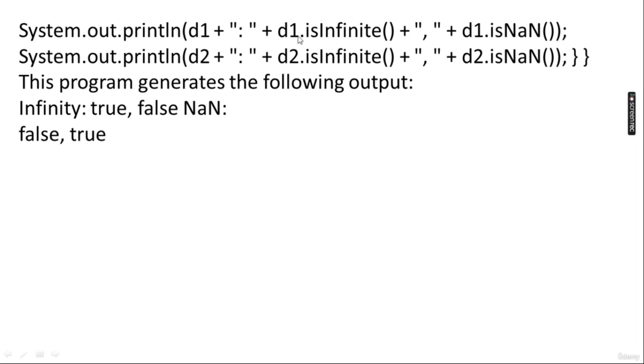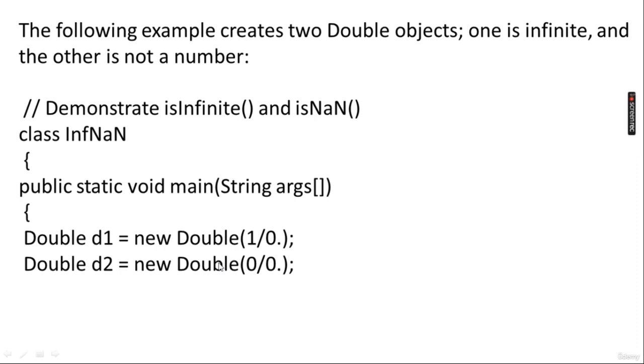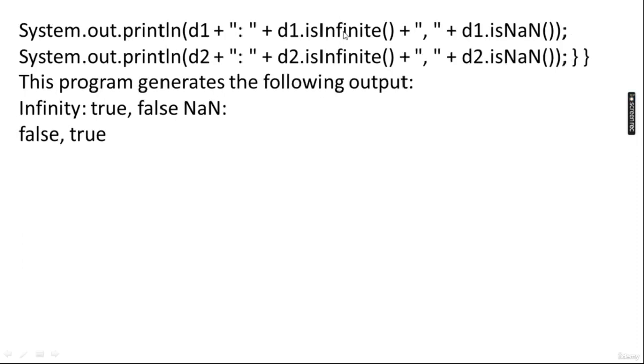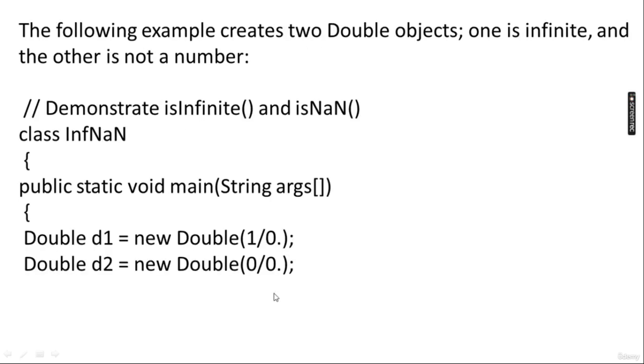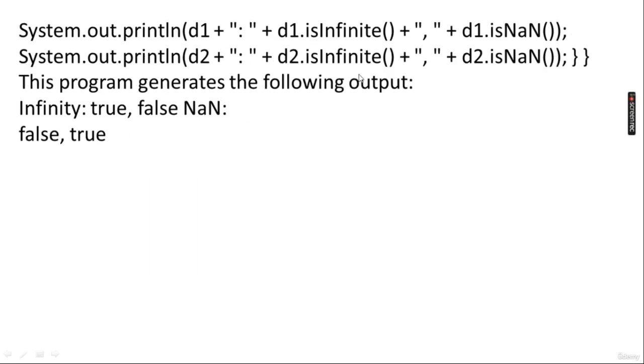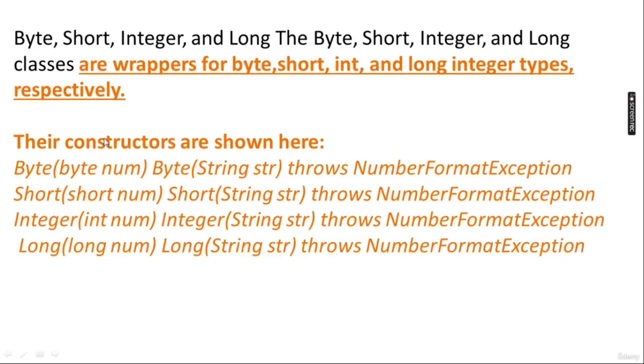Okay. So first is infinite, true, not a number, false. First is what? 1 divided by 0. It will give you infinite. And it is a number, so isNaN will give you false. And false, true. 0 divided by 0 is not a number. Infinite is not true. And isNaN will give you true.